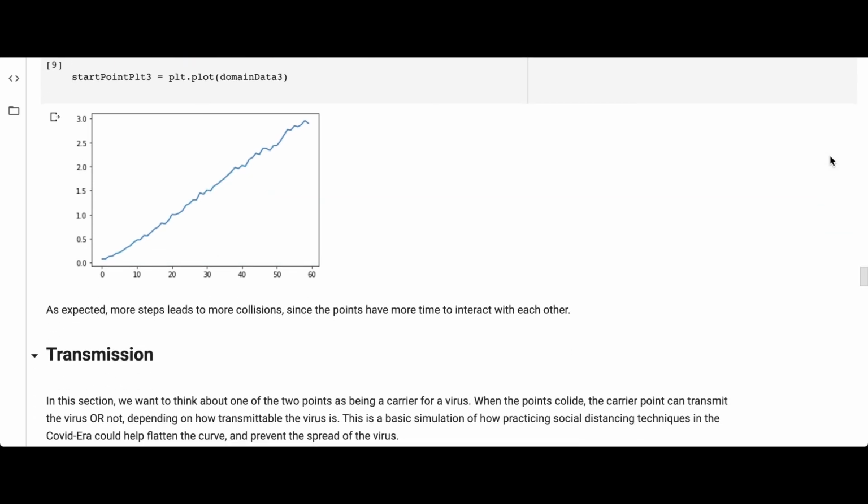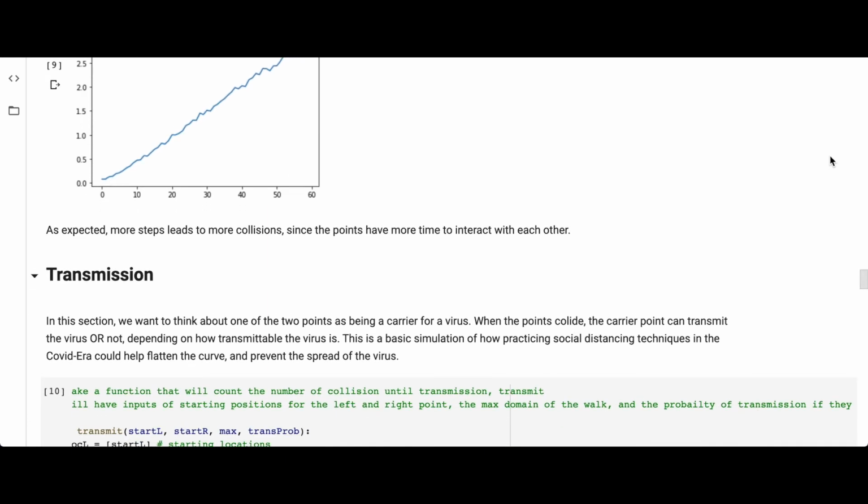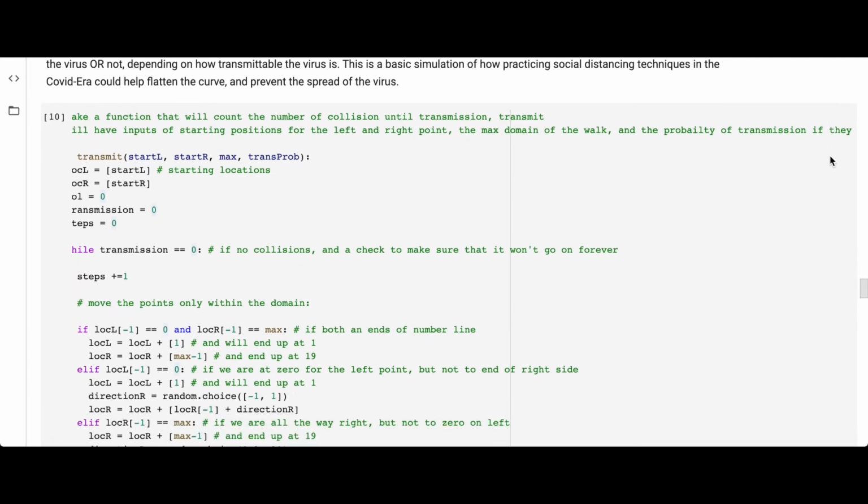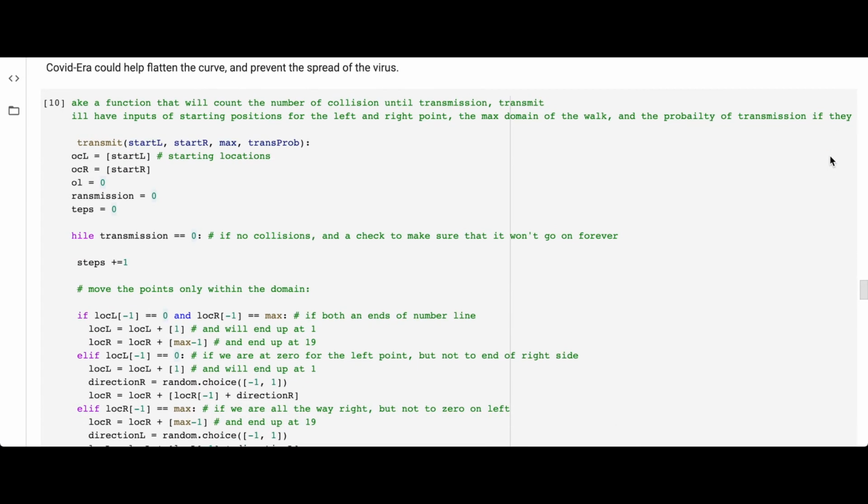Finally, we consider a basic model of viral transmission. In this section, we want to think about one of the 2 points as being a carrier for a virus. When the points collide, the carrier point can transmit the virus or not, depending on how transmittable the virus is. This is a basic simulation of how practicing social distancing techniques in the COVID era could help flatten the curve and prevent the spread of the virus.